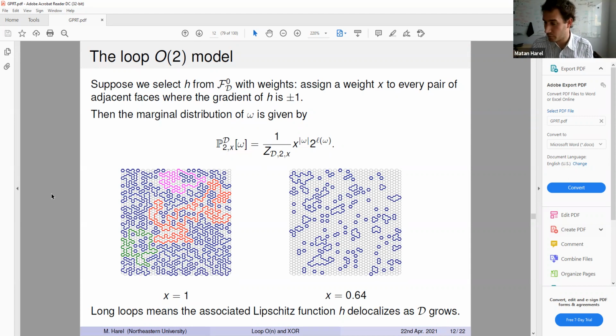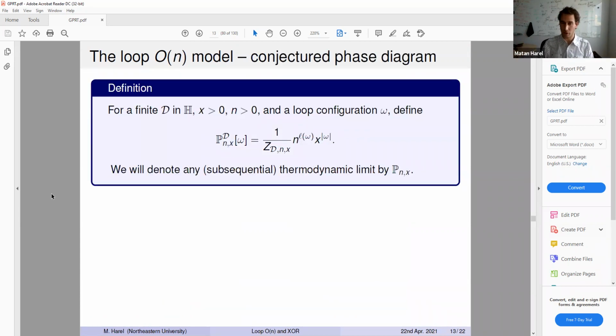Okay, I've been at this for about 45 minutes and I still haven't defined the model. So let me give the formal definition of the loop O(n) model. I now have 2 parameters, x and n, and I just say the probability of a loop configuration in a finite domain is proportional to n to the number of loops, x to the number of edges. And again, if n equals 1, this term drops out and we get back to just the loop O(1) model. If n equals 2, I get this push forward of the uniform Lipschitz functions. And it turns out there's one more case that actually has a very meaningful example, which is n equals 0.